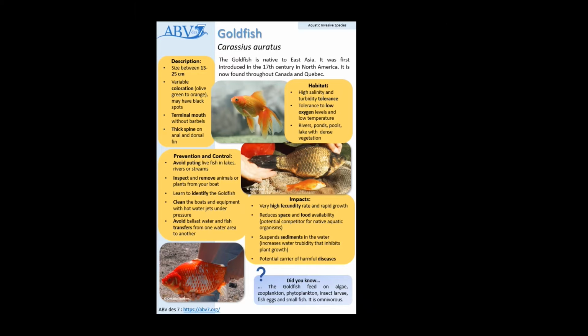It measures between 13 to 25 centimeters, and it's variable in coloration, can be olive green to orange, and you may also find black spots on the skin. They have terminal mouths without barbels and a thick spine on the anal and the dorsal fin. The goldfish has a very high fecundity rate, so it grows very rapidly.